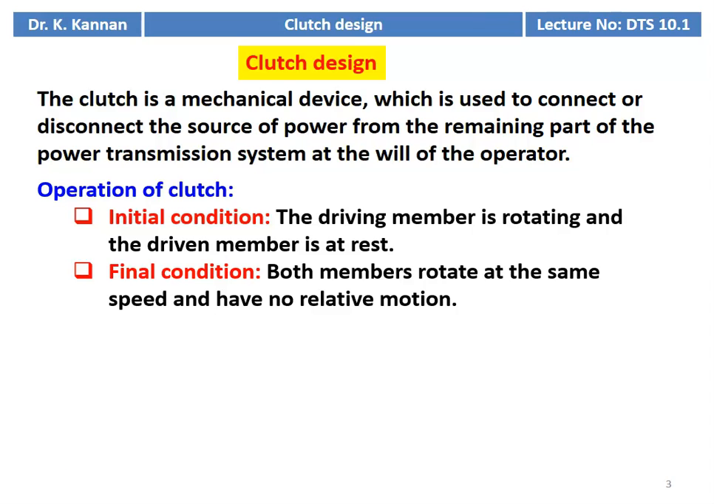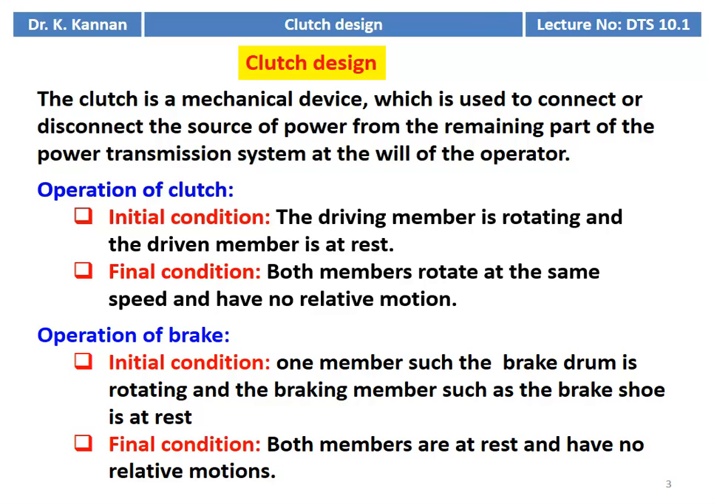Another device to compare with is the brake. The operation of the brake: initial condition, one member such as the brake drum is rotating and the braking member such as the brake shoe is at rest. When you apply the brake, the final condition is that both members are at rest and have no relative motion. So in the clutch, when you engage it, both members will be rotating without any relative motion, whereas in the brake, when you apply it, both the driving and the driven member come to rest and there is no relative motion.